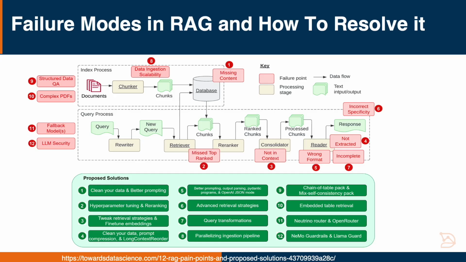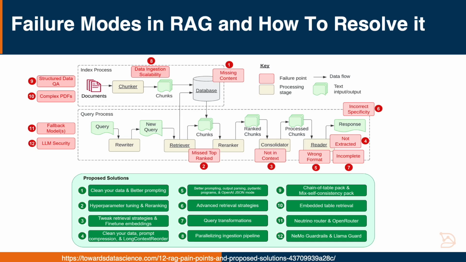Another one is wrong format. So this is when you have to provide a specific format. So here we are saying you do better prompting, output parsing, Pydantic programs, and OpenAI. We have some structured output strategies out there that you can use with Python and Pydantic to force or restrict the LLM to output a specific format.